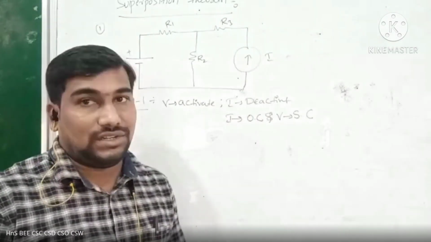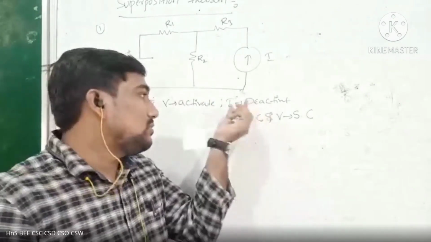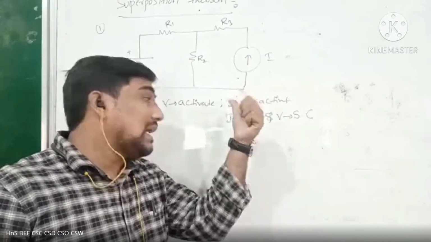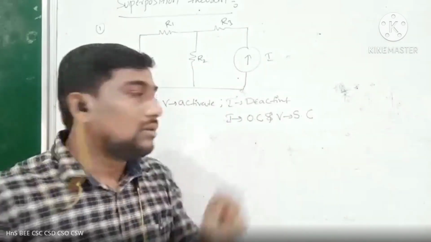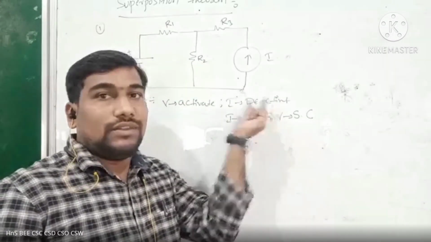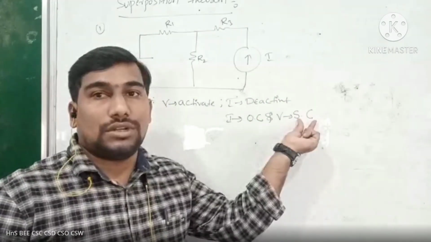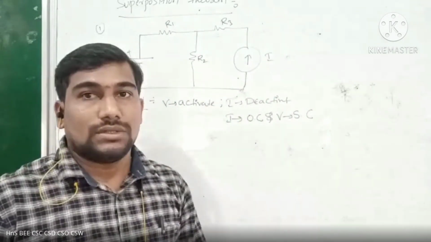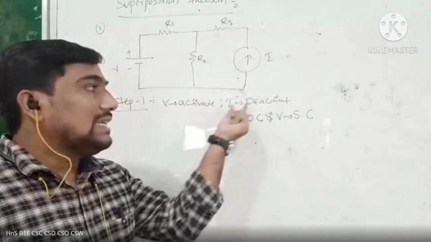Sir, at the time of deactivation, in our given step number 1, which is deactivated? The current source is deactivated. Across that current source, you have to mention open circuit. For example, in step number 2, V is deactivated. What is the condition of V? Simply I am writing short circuit in our deactivation condition. Okay, but in step number 1, I am taking V is activated, I is deactivated.